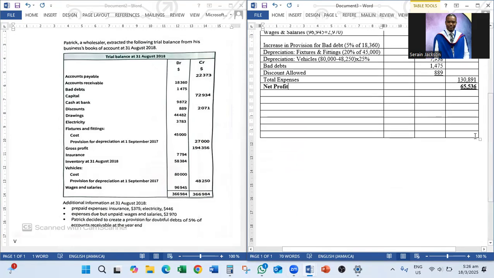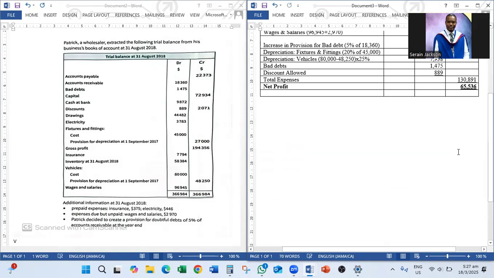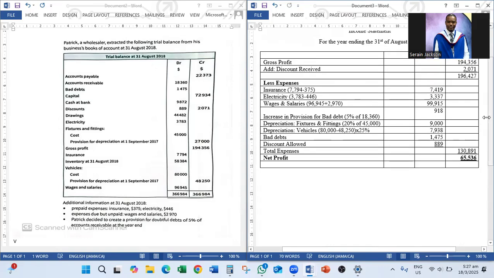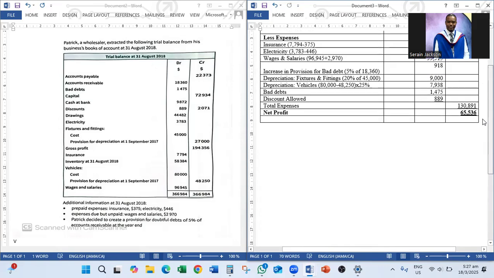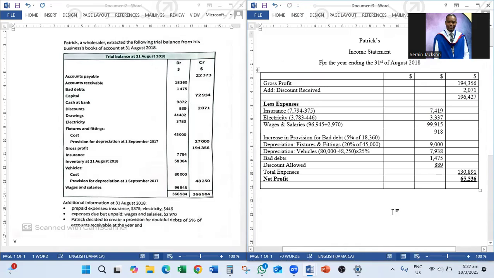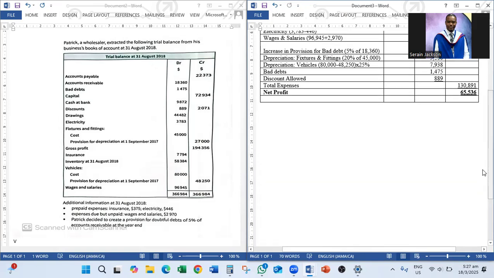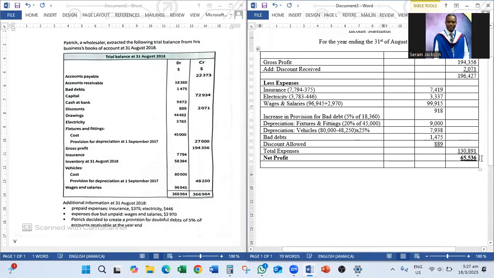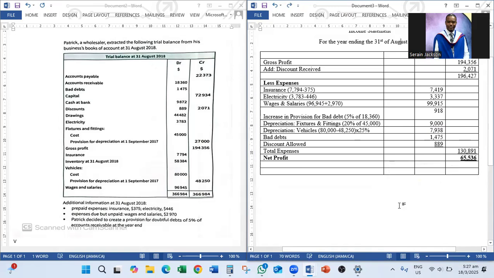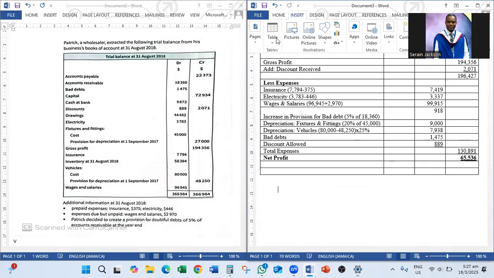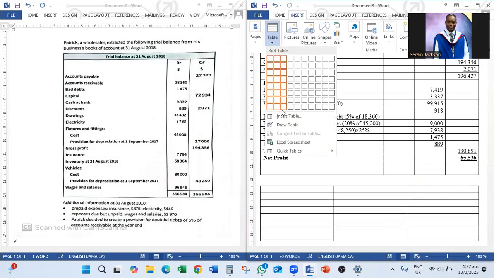Let's do this very quickly. Some of the things that you need to remember is that when you are doing the adjusted income statement, the adjustment doesn't really take effect until after you pass the gross profit. That is one of the things that you need to remember very keenly. When you pass the gross profit, that is when the adjustments begin to take effect. So that is one important thing for you to remember.